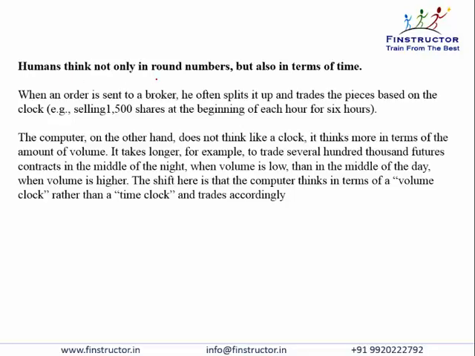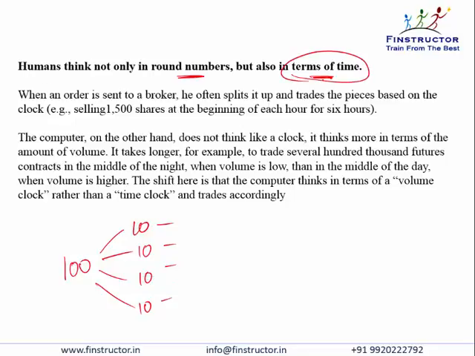So humans think not only in round numbers, as we discussed, that they will place their orders in tens, fives, hundreds, thousands, but also in terms of time. So if a human places an order, generally he will place small quantities of the order throughout the day. So let's say a trader wants to sell 100 shares. In order not to impact the price, he will not sell the entire quantity in one go. Rather, he'll start selling 10 shares every half an hour or every 1 hour. So humans tend to think in terms of time, that is, they will try to split the order throughout the day.